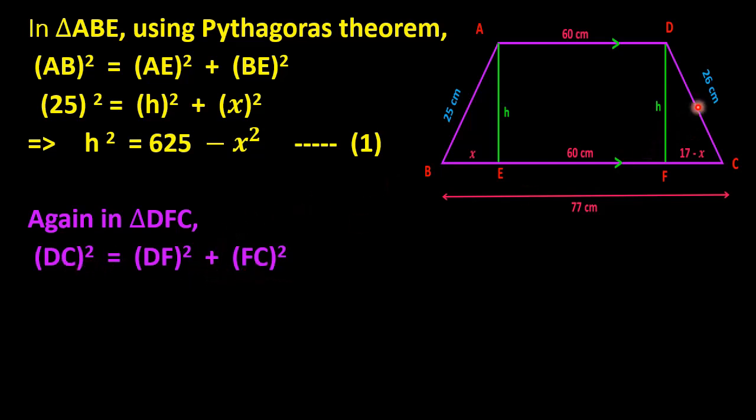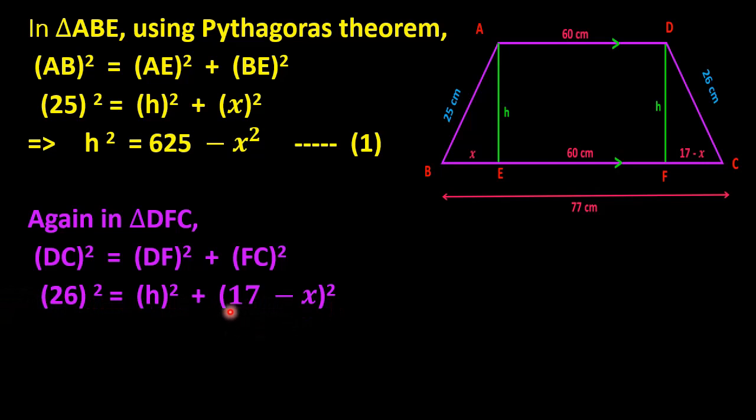The value for DC here is 26 centimeter. The value for DF is h, and the value for FC is 17 minus x. So after replacing the value, it is 26 square equals h square plus (17 minus x) whole square.